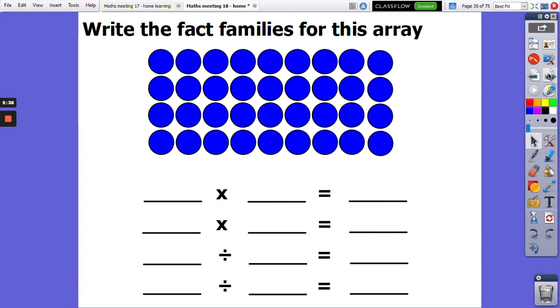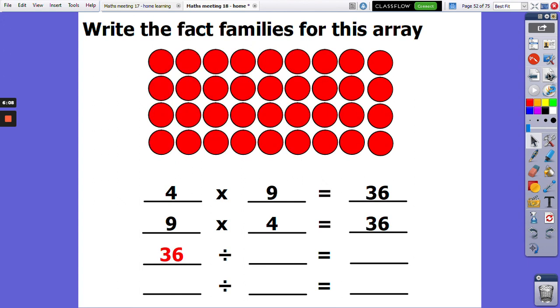Okay, so let's begin. We start with 4 multiplied by 9. 9, 18, 27, 36. Remember, multiplication is commutative, so we can also do 9 multiplied by 4 equals 4, 8, 12, 16, 20, 24, 28, 32, 36. Let's look at our division calculations now.